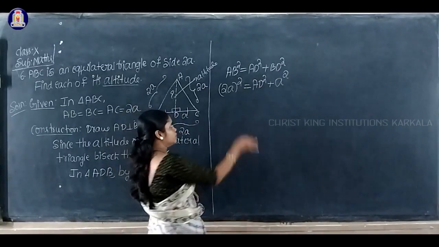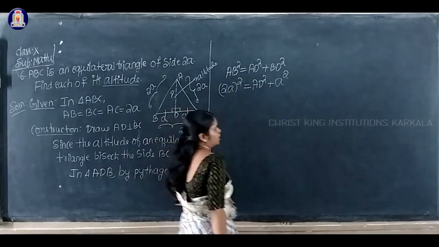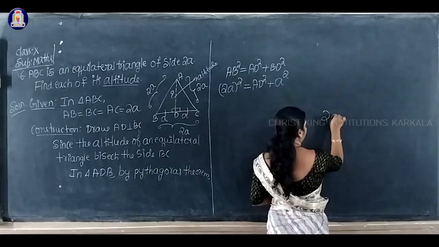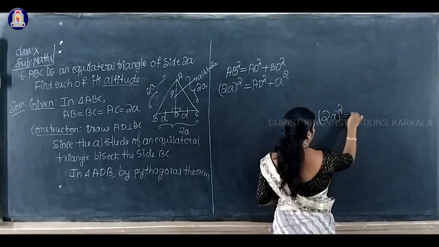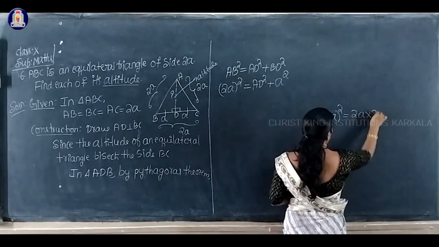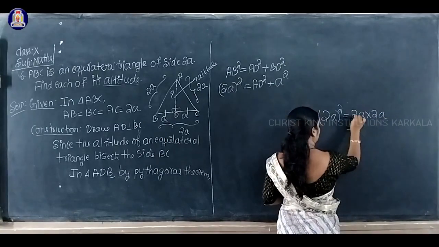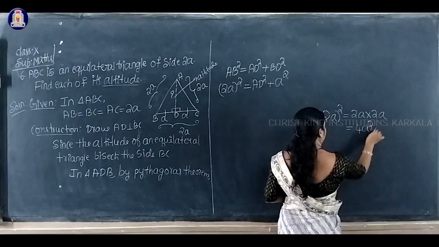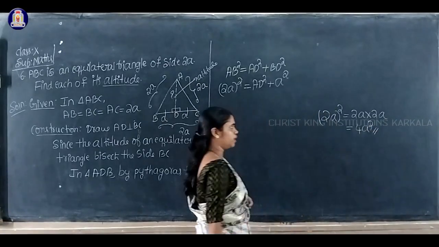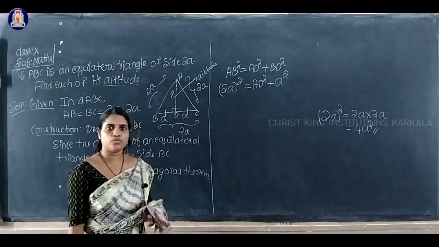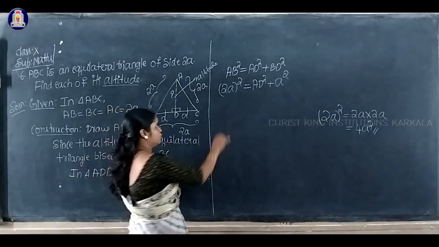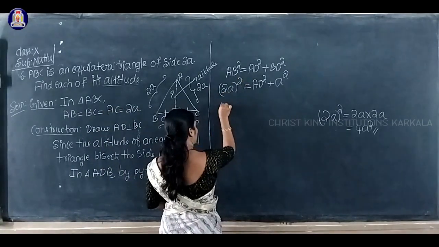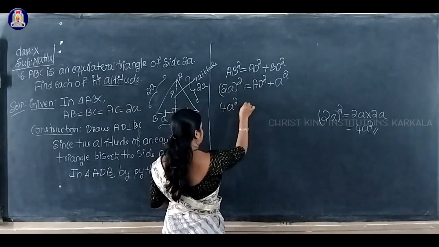Now (2a) whole square. What is the meaning of (2a) whole square? It is nothing but 2a into 2a, isn't it? So 2 into 2 is 4, a into a is a square. So what is the value of (2a) whole square? (2a) whole square equals 4a square. So in the place of (2a) whole square, I'll write 4a square.